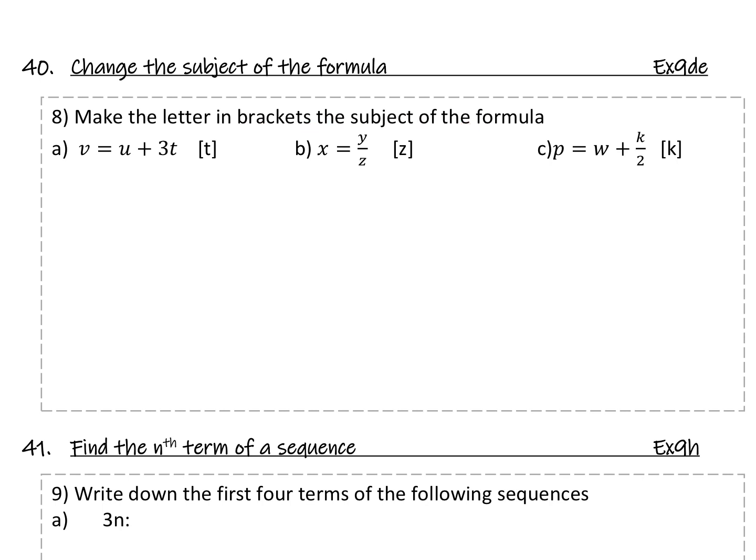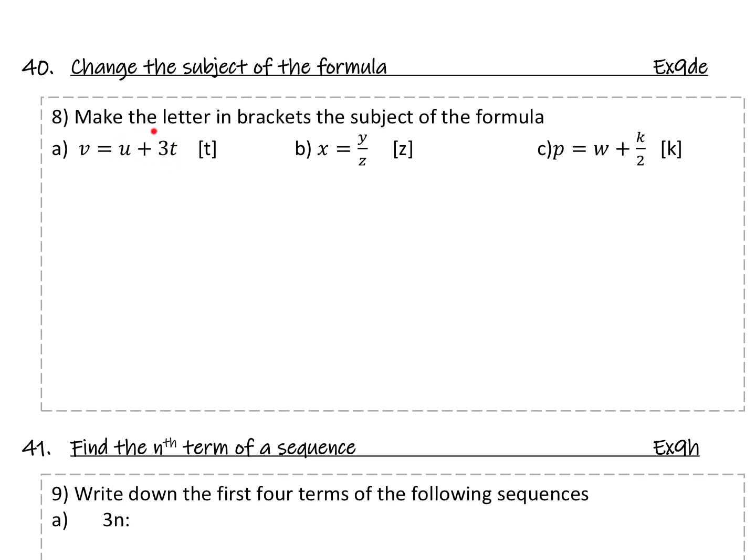First of all, if we look at these equations, V is the subject. The subject means what the equation is equal to. So this equation, it's what V is equal to. In this equation, it's X equals, so X is the subject. And this equation is P equals, so P is the subject. We need to rearrange the first one to make T the subject. So we want what T is equal to.